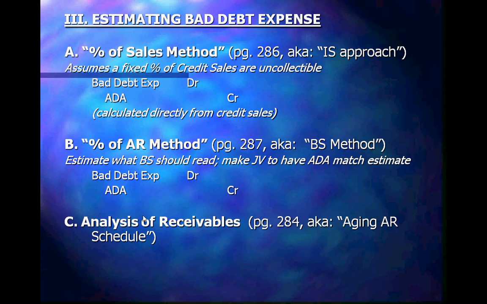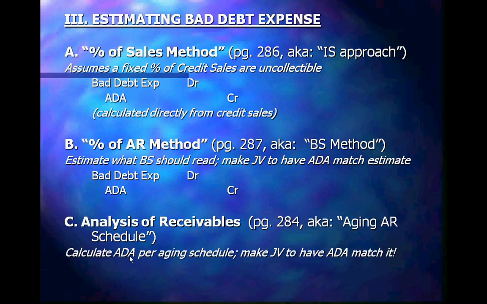The final method is analysis of receivables, and this is in your book, where you'll have to look for the aging accounts receivable schedule, which we'll go over in a little bit. This is where you actually figure the ADA per aging schedule, and you make a journal entry or journal voucher to have the allowance for doubtful accounts match it.